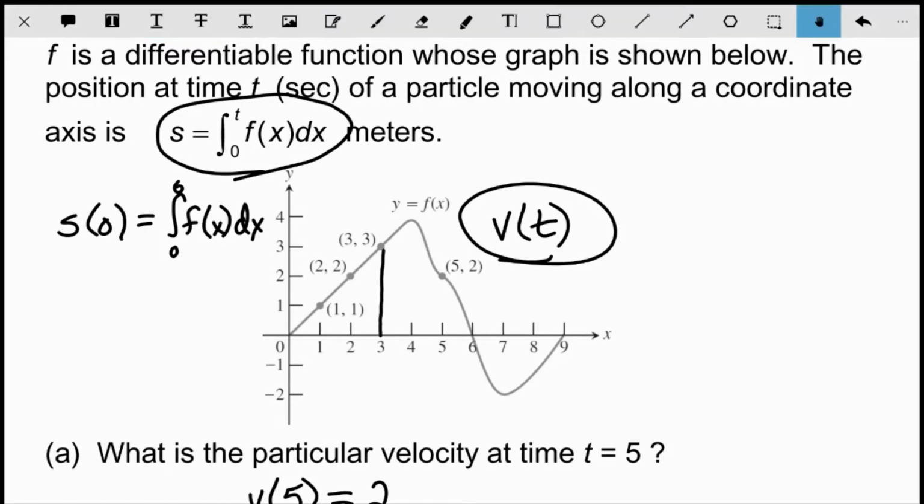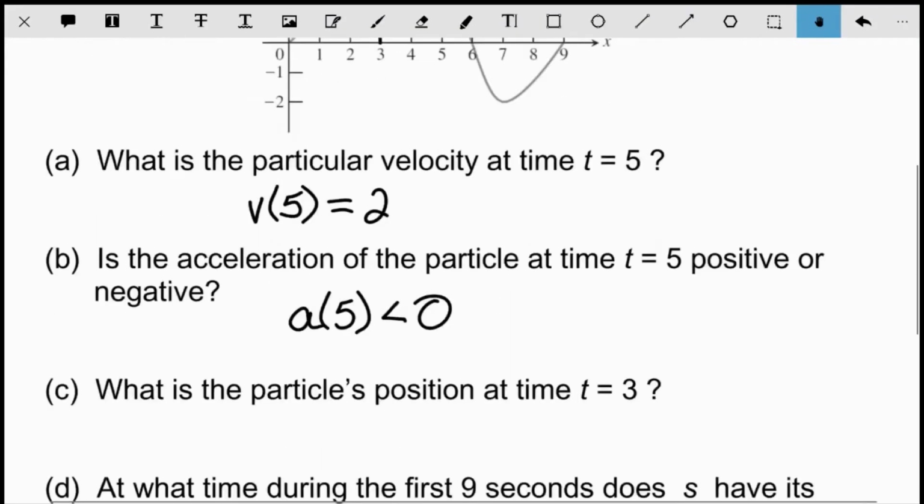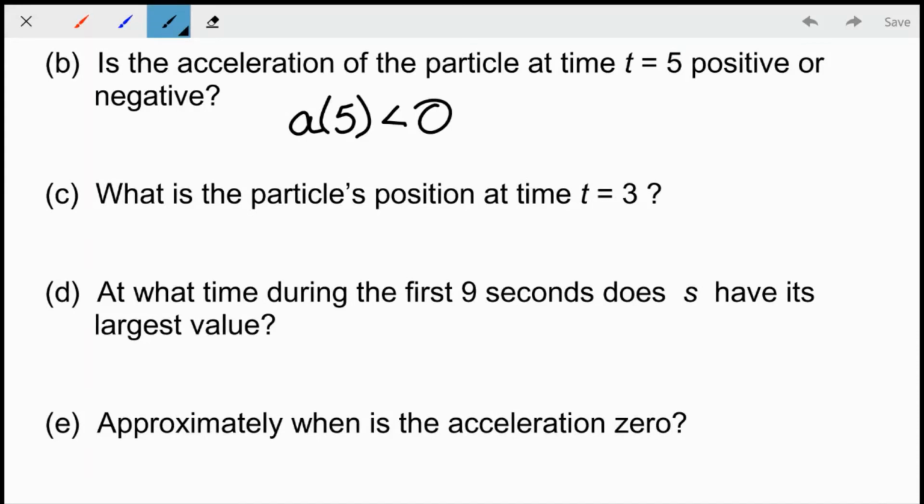And you can see that triangle has a base of 3, a height of 3. So in this case, my position at time 3 would just be 9/2.